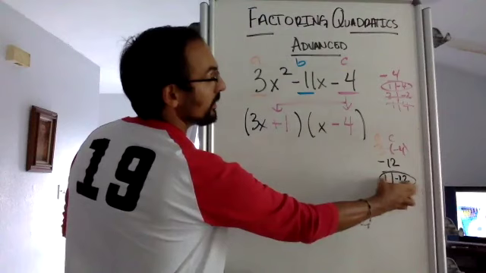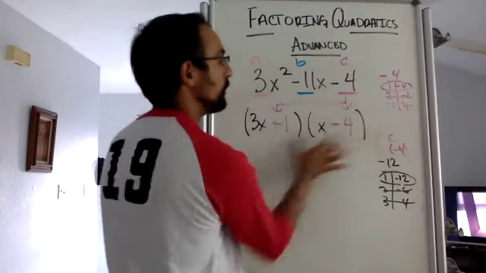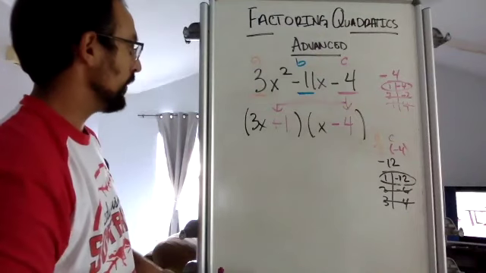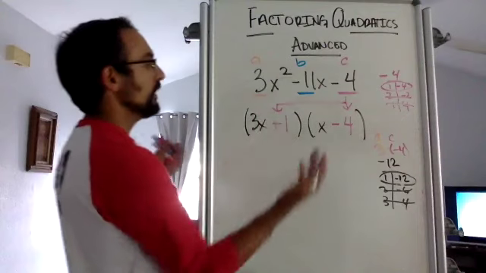But again, this is the important one to see which one adds up to give your middle term. And then this one helps you put the puzzles together. Okay, so these are our factors. Let's quickly check to see if we did it right.